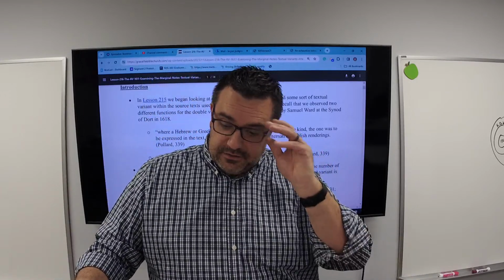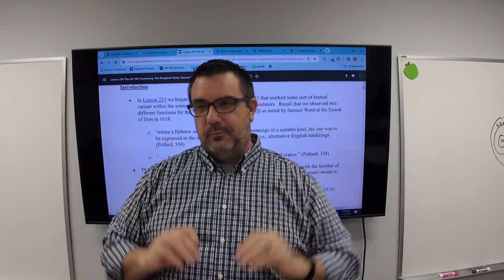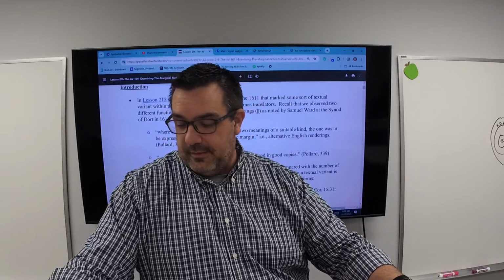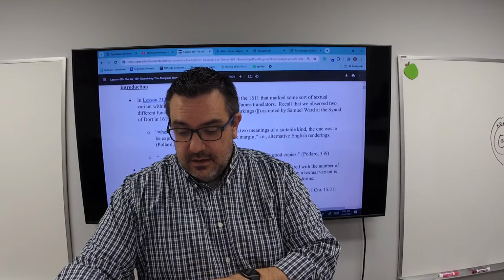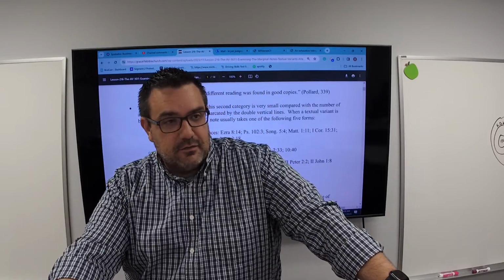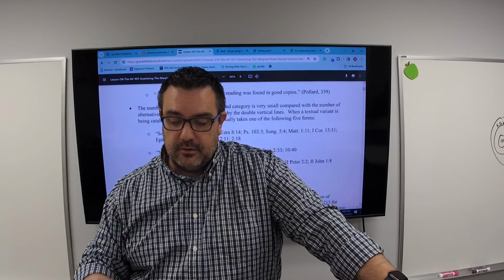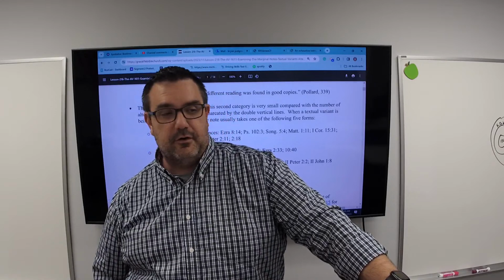That's what they are. And second, to be done where a different reading was found in good copies. Now that's important because Ward is telling you that another thing they did was note places where another reading was found in good copies, right? Now we think through what we saw last week and we see that that is explicitly used in different formats about 20 different times. So the number of marginal notes of this second category, where a different reading is found in good copies, is very small compared with the number of alternative English renderings demarcated by the double vertical lines.